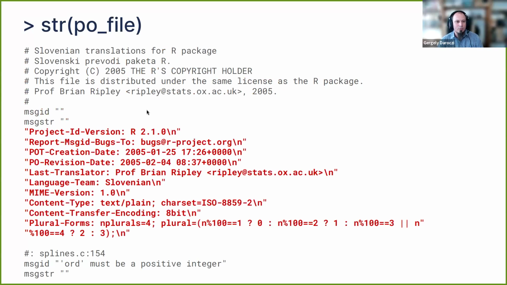After that, there's some metadata, which includes the R version, the name of the last translator, email address to the translation team, the language being translated, and a few other things. And then there's a message ID and message string pair, which is going on in the file as we have seen on GitHub. So in this case, the string "ord must be a positive integer" is to be translated into Slovenian in this file. The message string is empty, so there's no Slovenian translation for this string, which means that if someone starts R on Slovenian locale, then the English text would be printed.